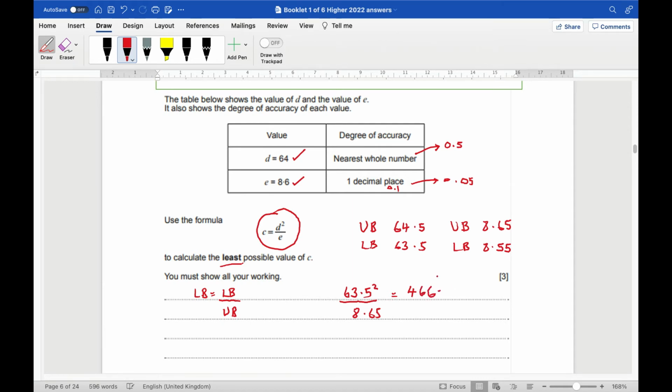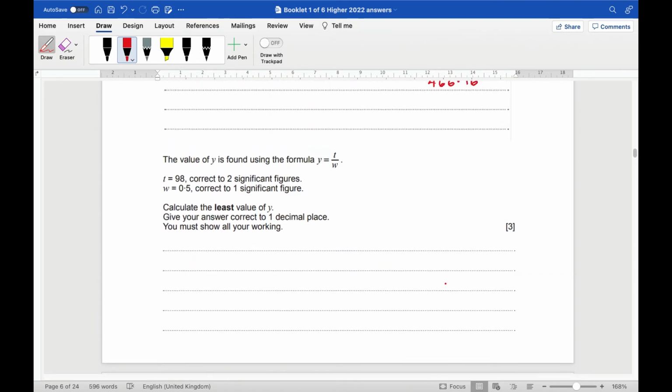Okay, you need to give an appropriate degree of accuracy for your final answer, which I would suggest to be 1 or 2 decimal places. So if you're giving 1 decimal place, it would be 466.2. If you give 2 decimal places, it would be 466.16 if you round correctly. Check that on your answer and be happy with rounding. Okay, fab. What else we got?